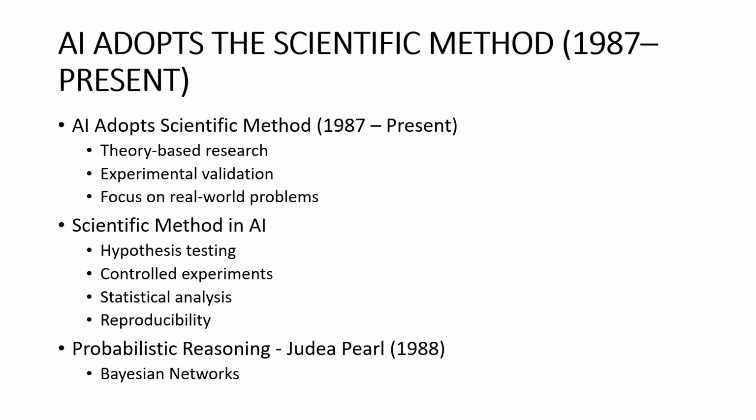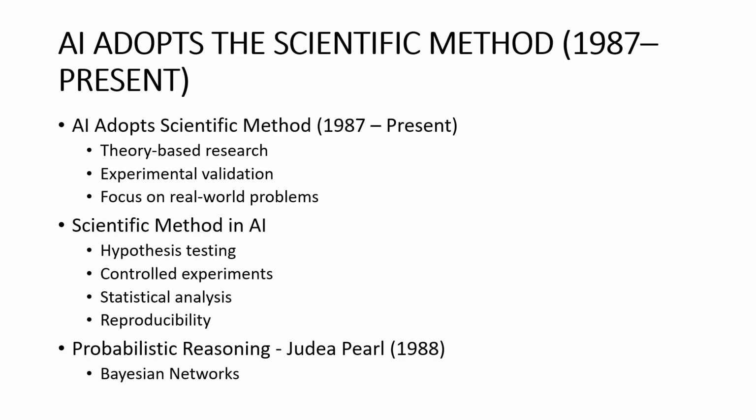Next is from 1987 onwards. AI adopts the scientific method. Earlier, AI relied heavily on intuition and small toy problems. But from the late 1980s onwards, AI began to follow the scientific method. AI earlier isolated itself from other disciplines. Now it integrates ideas from statistics, optimization, control theory, information theory, and so on. Modern AI research requires rigorous experiments, statistical analysis, and reproducibility using shared data sets.